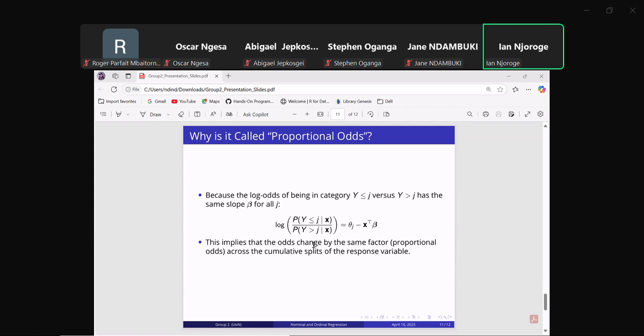Why is it called proportional odds? Because the log odds of being in category less than or equal to j versus greater than j has the same slope beta for all j. As given below, this implies that the odds change by the same factor, proportional odds, across the cumulative splits of the response variable.